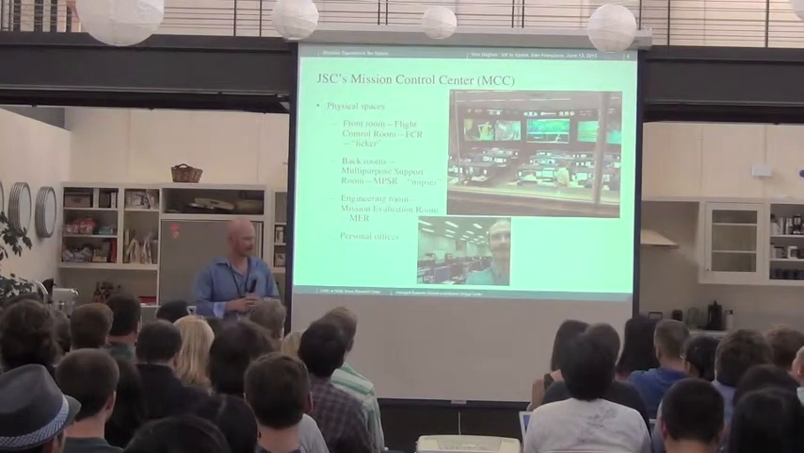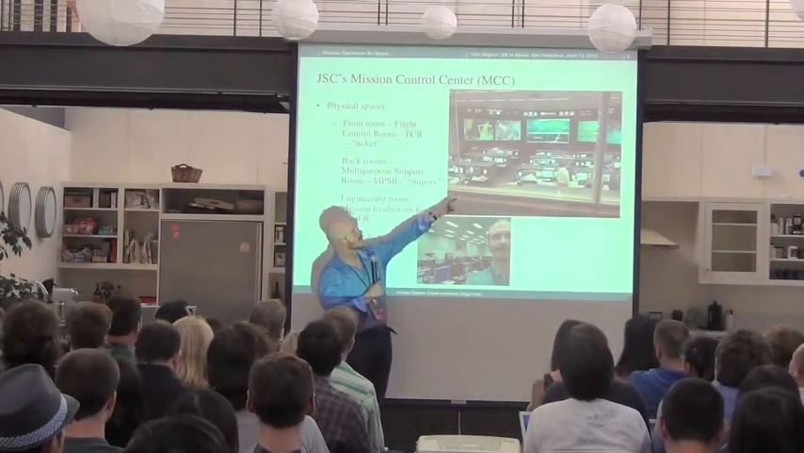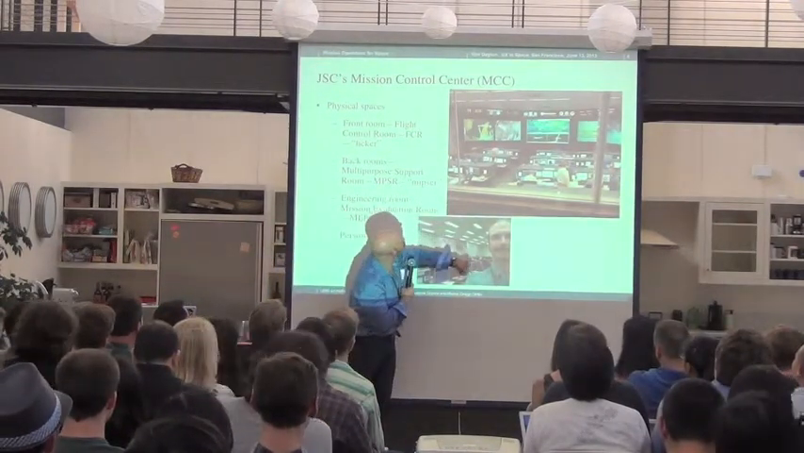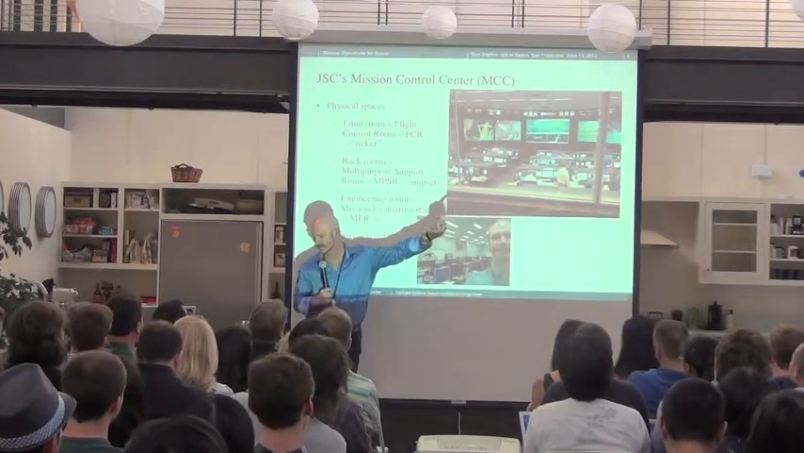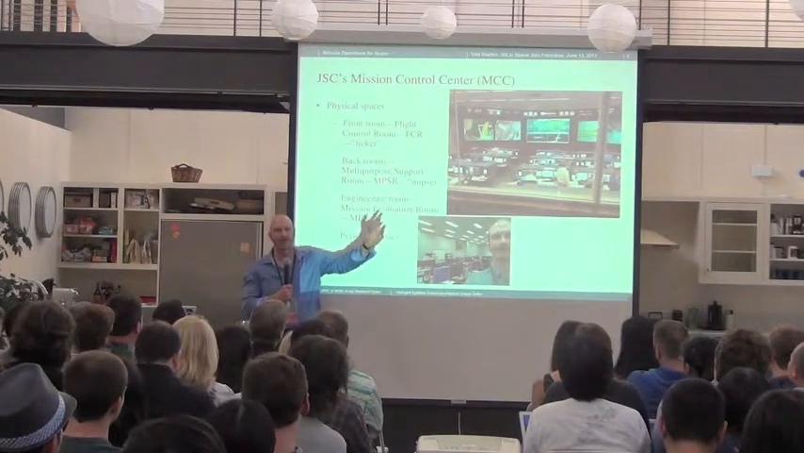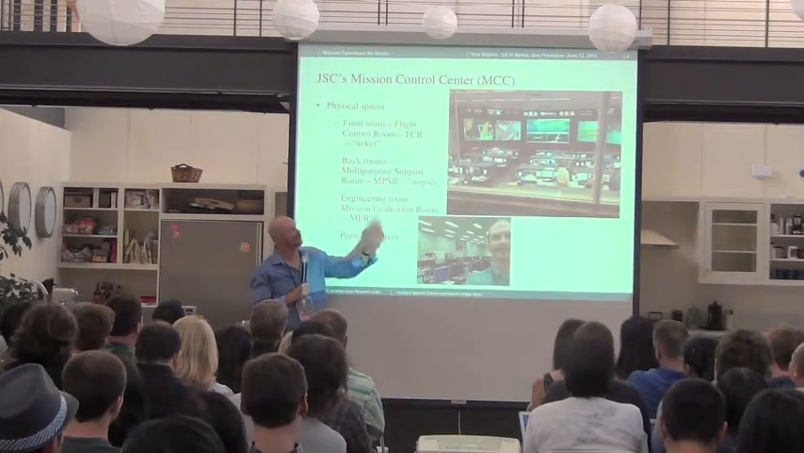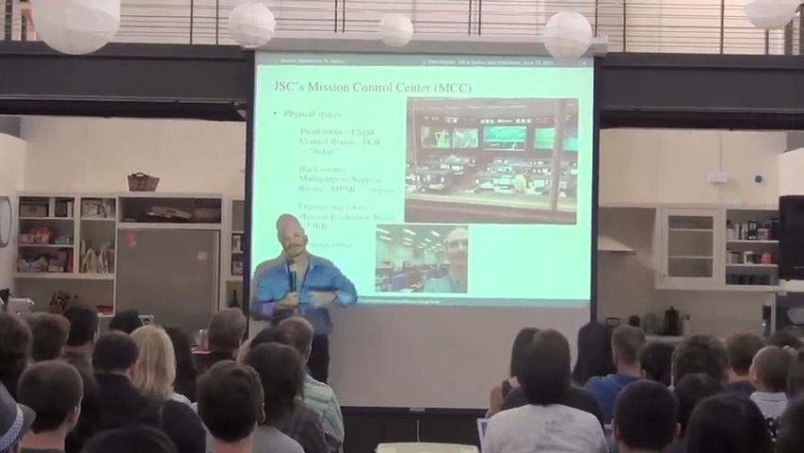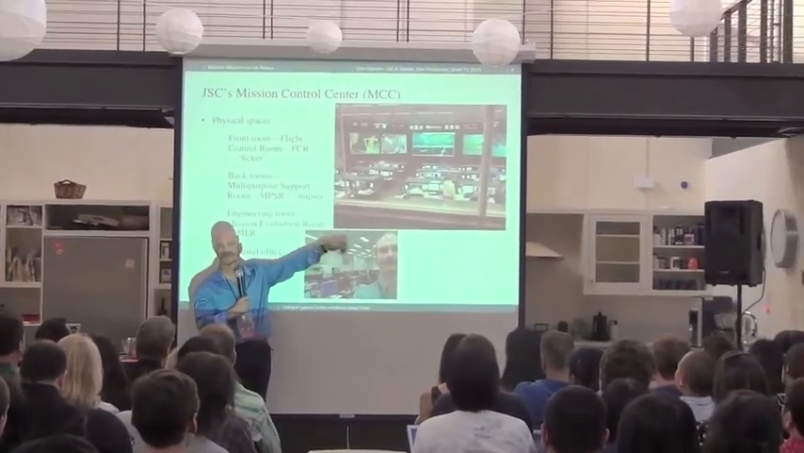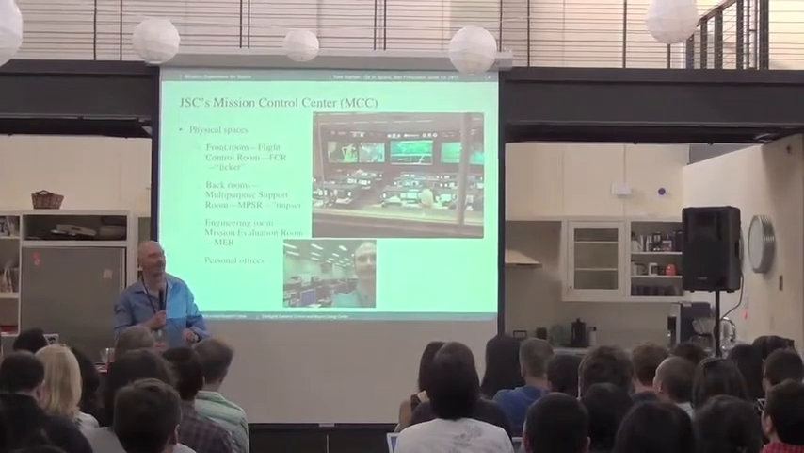Here are physical spaces there. I don't know if this is station. Yeah, that's the International Space Station flight control room, or just the front room. And then behind the scenes, there are a bunch of other rooms, the back rooms, that do not look like that. They're big rooms. They do have consoles like that, but they don't generally have the big screens and all.